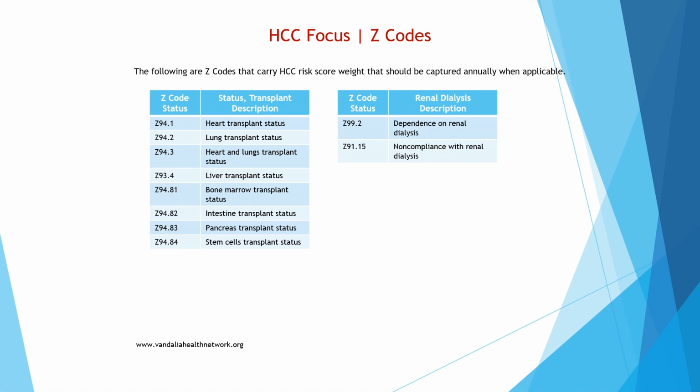Z code status is Z94.81. Description is bone marrow transplant status. Z code status is Z94.82. Description is intestine transplant status. Z code status is Z94.83. Description is pancreas transplant status. Z code status is Z94.84. Description is stem cells transplant status.